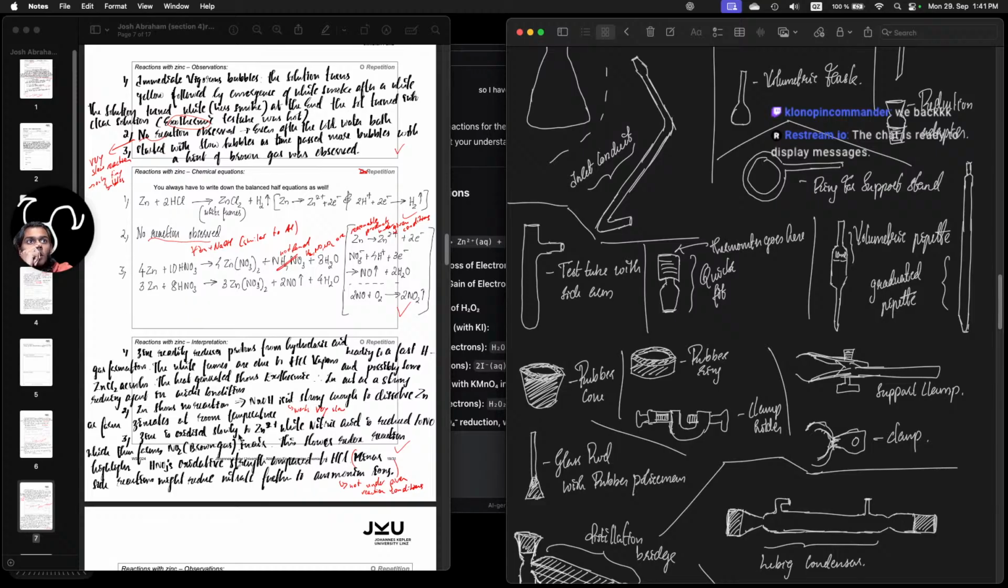Zinc readily reduced protons from HCl, causing gas formation. The white fumes are due to HCl vapors and possibly concentrated zinc chloride aerosols. The heat generated shows it is exothermic. Zinc acts as a strong reducing agent in acidic conditions.